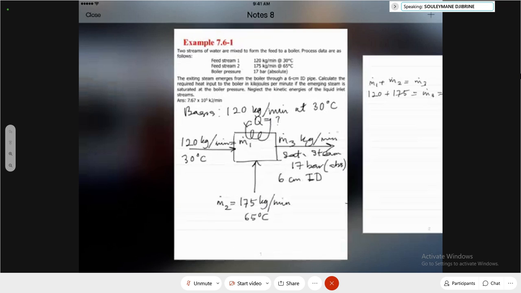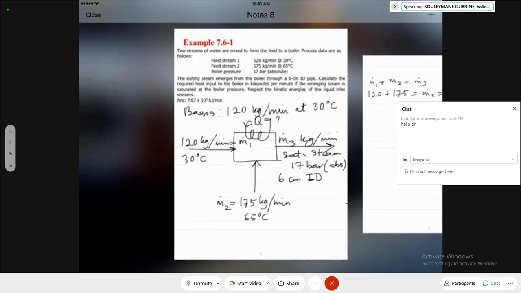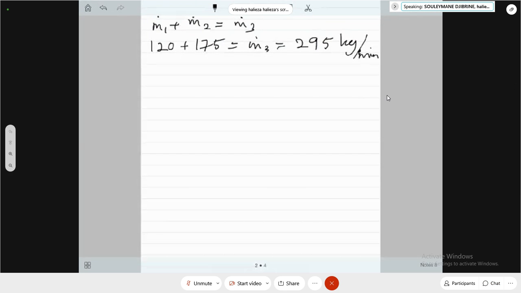What system are we looking at? Open system. Okay, give me the equation then. Change in H, change in enthalpy, plus change in kinetic energy.